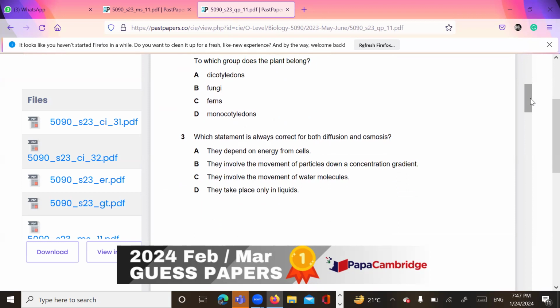Now, which statement is correct for both diffusion and osmosis? Okay, so they depend on energy from cell? No. None of them depend on energy from cell, only active transport does. They involve the movement of particles down a concentration gradient? Yes, both of them do. Do they involve the movement of water molecules? No, only osmosis does. Diffusion doesn't involve the movement of water molecules. They take place only in liquids? No, they don't take place only in liquids. So our correct option is option D.